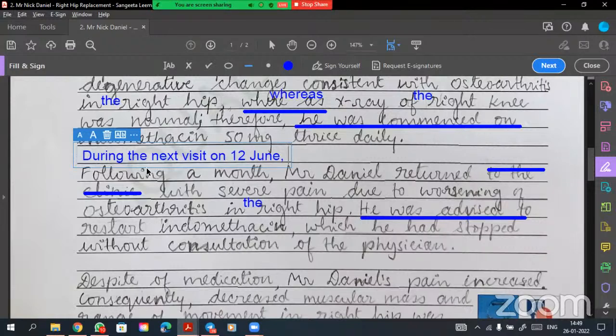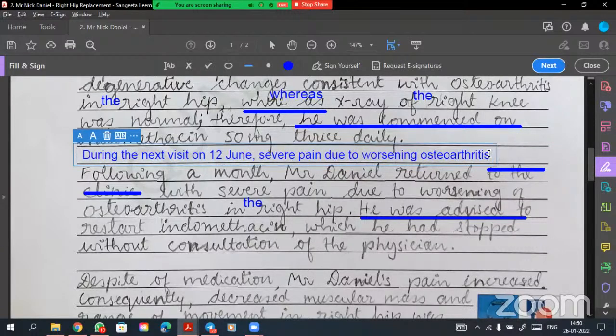Severe pain means severe pain. Earlier also pain is there. Severe pain, worsening osteoarthritis. Okay. Right. Severe pain due to worsening osteoarthritis was reported. That means he visited again, next visit only. During the next visit on 12th June, severe pain due to worsening osteoarthritis was reported. Is that clear? Yes, sir.